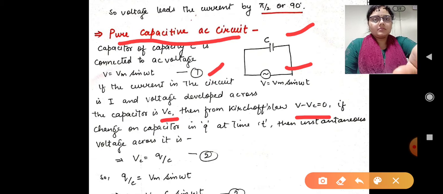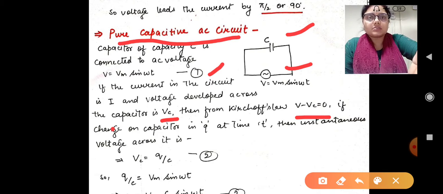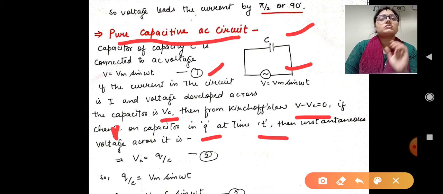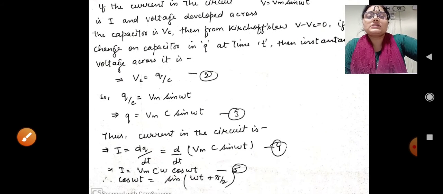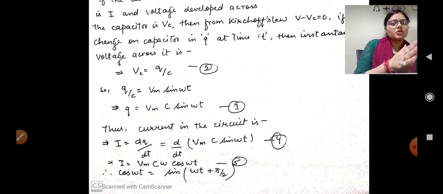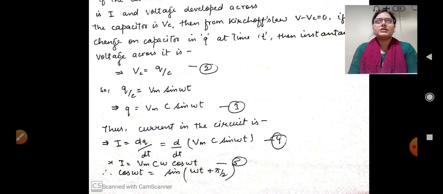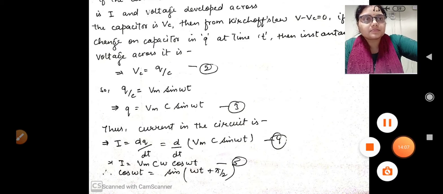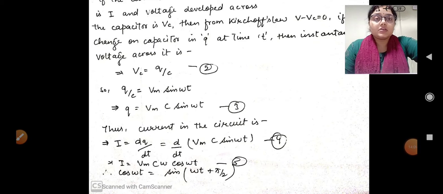Now if the charge on the capacitor is Q at time t, what is the value of the instantaneous voltage across it? Vc is equal to Q upon C. What is the formula of the capacitor, which we will study in chapter number 3? C is equal to Q upon V, then V is equal to Q upon C. So Vc is Q upon C, equation number 2.